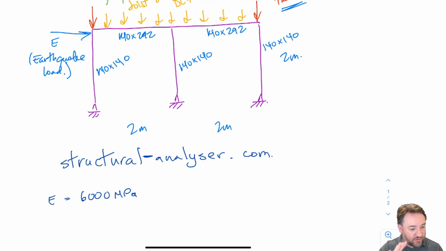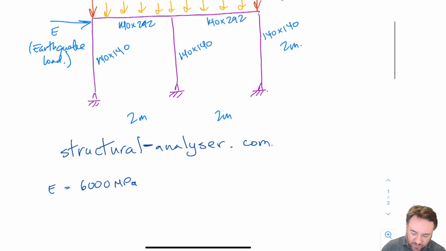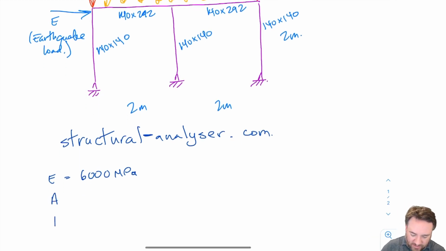You should actually use the actual E for whatever grade of wood you were using, if you were doing wood, or if you're doing steel, obviously this is going to be 200,000 MPa. Then I'm going to need my A and my I for each member that I want to model.